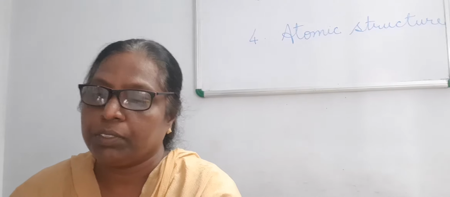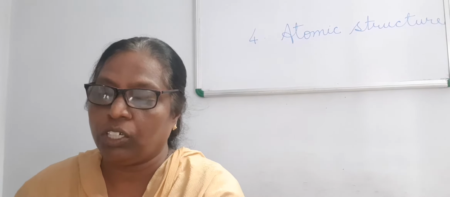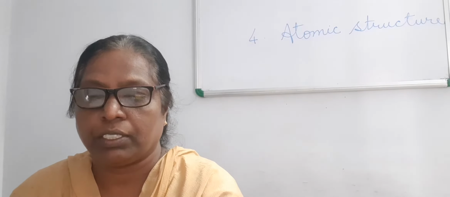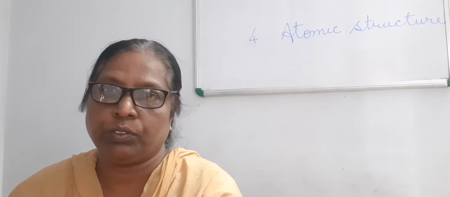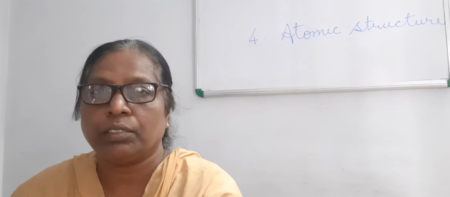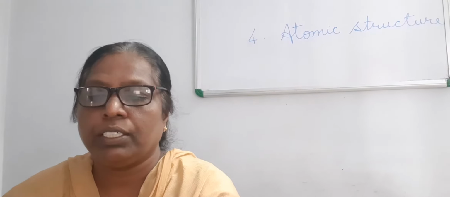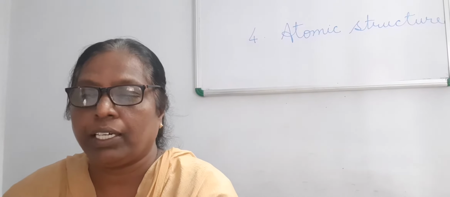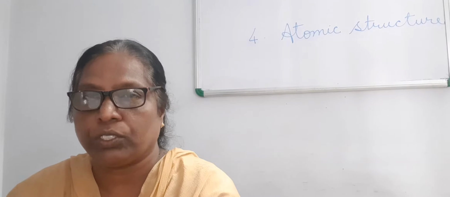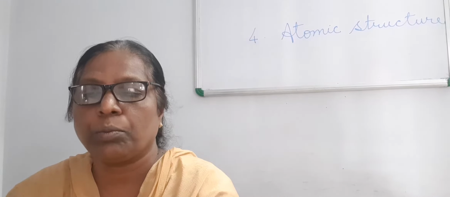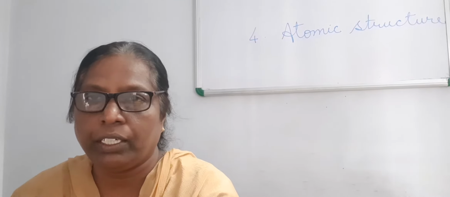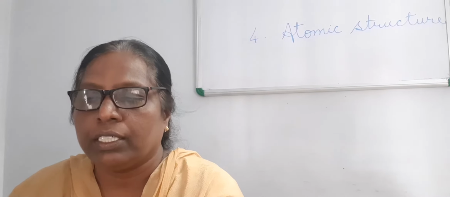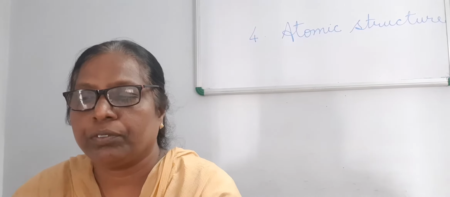We learned that Thomson discovered the electron. Now, the same Thomson made a model to show how the atom looks. So, after the discovery of two fundamental particles, namely electrons and protons, J.J. Thomson proposed a plum pudding model, like pudding with plums. It is like Christmas pudding.